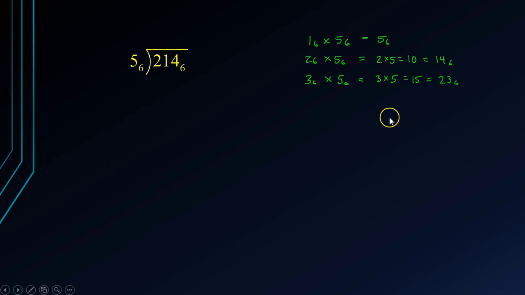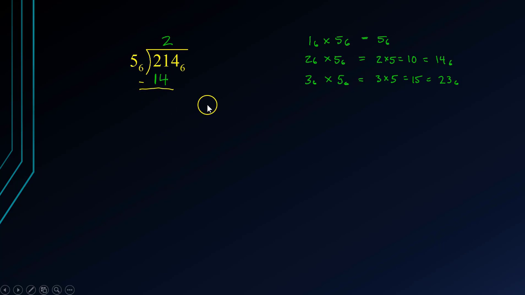So next one, 214 base 6 divided by 5 base 6. Again, I'm going to list some multiples of 5 base 6. As you can see here, if I do 1 times 5 base 6, I get 5 base 6. I do 2 base 6 times 5 base 6, I get 14 base 6. And when I do 3 base 6 times 5 base 6, I get 23 base 6, which is a little bit over this 21 base 6 I have here. So obviously, I want to multiply this 5 base 6 by 2 base 6. So I'm going to put the 2 up here, which is going to give me the 14 base 6.